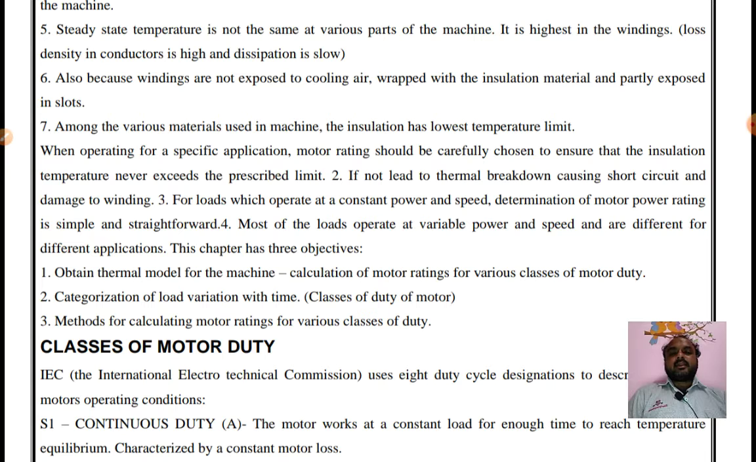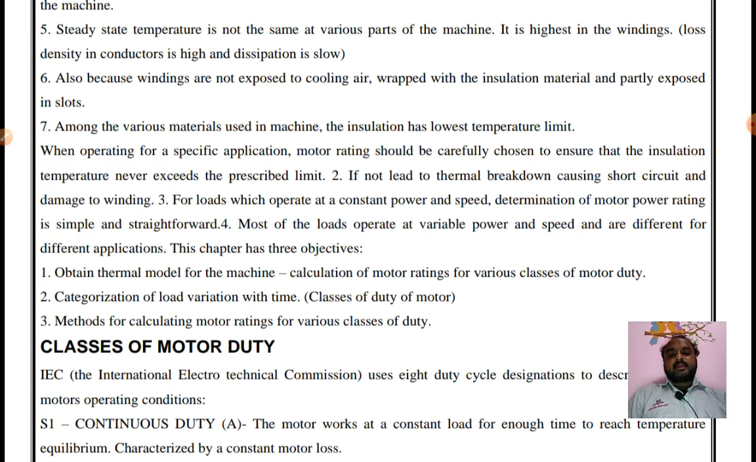Among the various materials used in the machine, the insulation has the lowest temperature limit. When operating for a specific application, the motor rating should be carefully chosen to ensure that the insulation temperature never exceeds the prescribed limit. If not, it leads to thermal breakdown, causes short circuit and damage to windings. For loads which operate at a constant power and speed, determination of motor power rating is simple and straightforward.